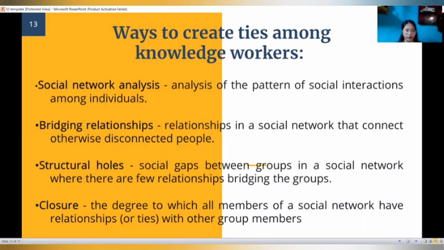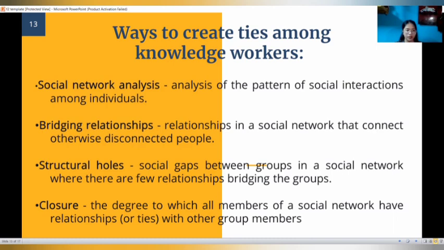Social network analysis is an analysis of the pattern of social interactions among individuals. It is the mapping and measuring of relationships and flows between people, groups, organizations, computers, URLs, and other connected information or knowledge entities. An example of it is firms getting information through social media platforms like Facebook and Instagram.